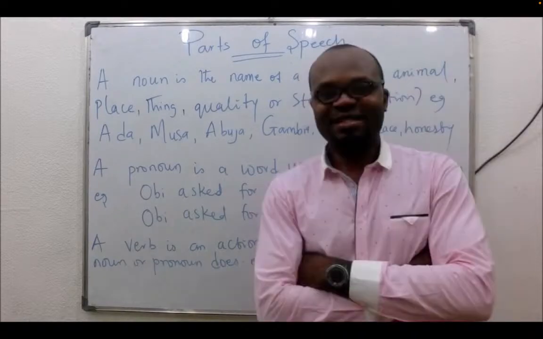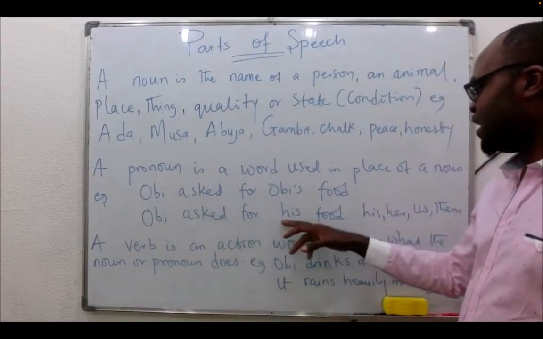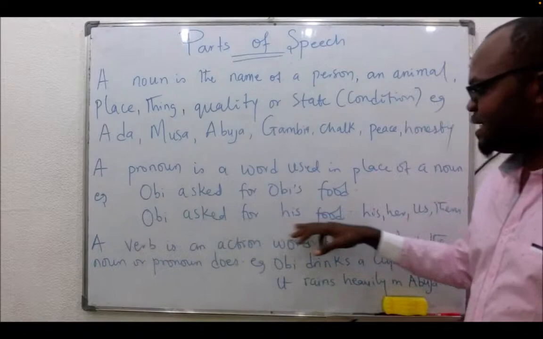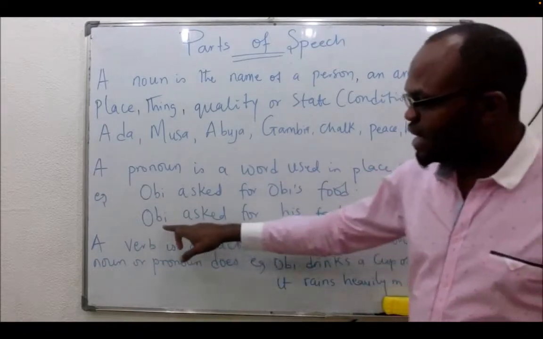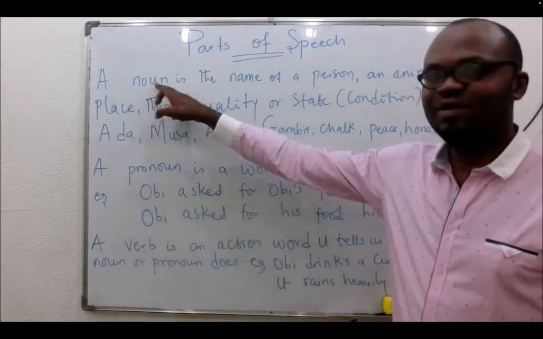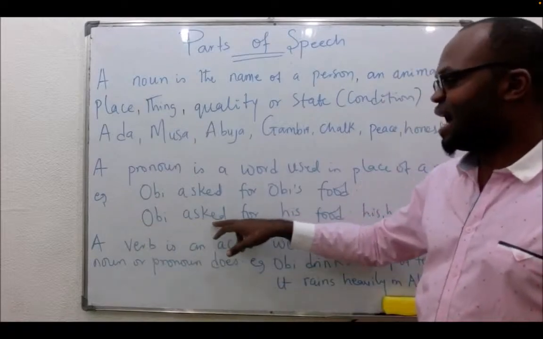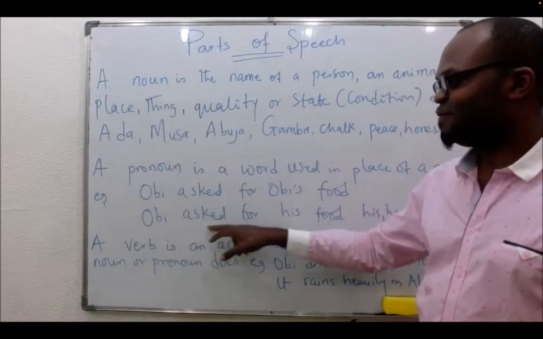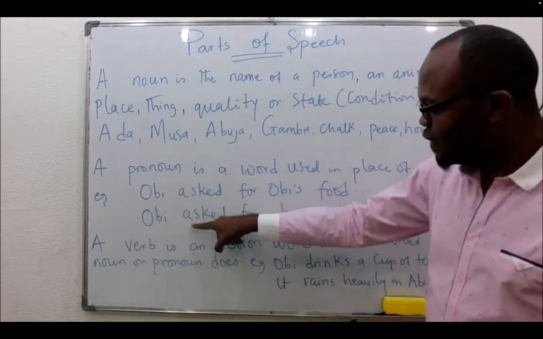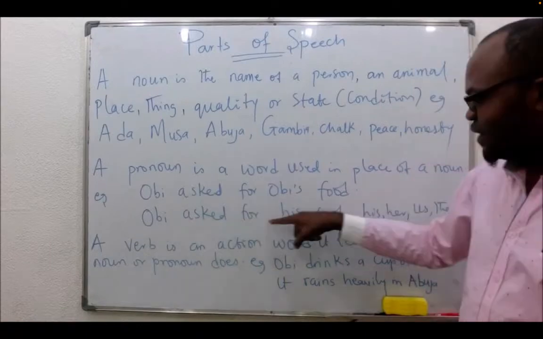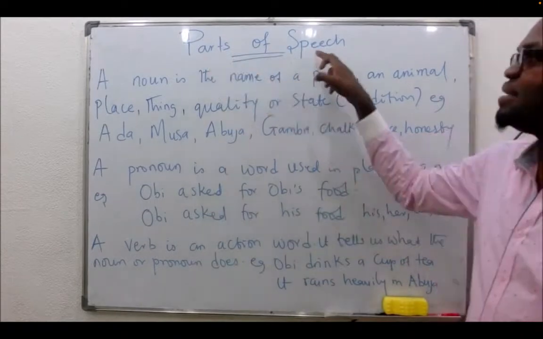Very, very important. When you make a statement like, Obi asked for his food, this is a simple statement where you can identify the various parts. You can say that Obi here represents a noun because a noun is the name of a person, place, or thing. Asked is the action, so it is a verb. You understand? So your ability to identify these various parts of a speech or statement or sentence is what we are going to be learning in parts of speech.